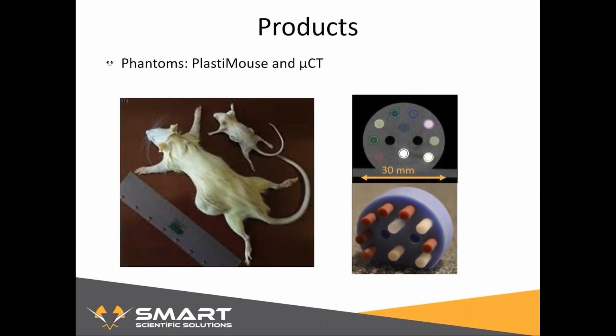Some of our products you might know. So we create phantoms. Left, you can see the plastic creatures with a rat and a mouse phantom. And on the right, you can see the micro CT phantom that is used as a QA and calibration phantom for image-guided irradiators.